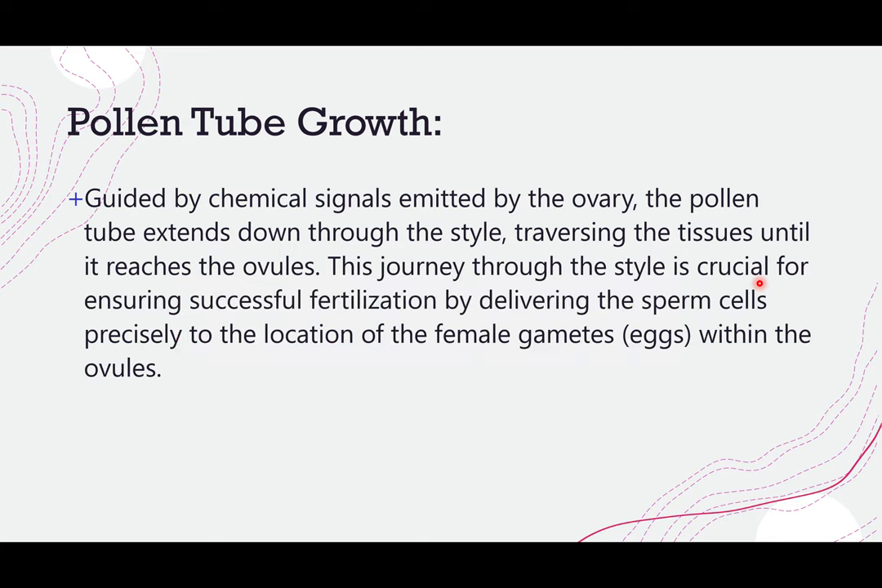So the tube growth is guided by chemical signals emitting from the ovary, right? So the ovary is basically saying, hello, here I am, I want you to come here. It's creating these chemical signals, and the pollen tube extends down through the style, traversing the tissue until it reaches the ovule, right? So it heads towards the ovary. This journey through the style is crucial for ensuring successful fertilization by delivering the sperm cells precisely to the location of the female gametes, or what we call the egg cell within the ovule, right? So our pollen tube will grow through our style towards the micropyle, right?